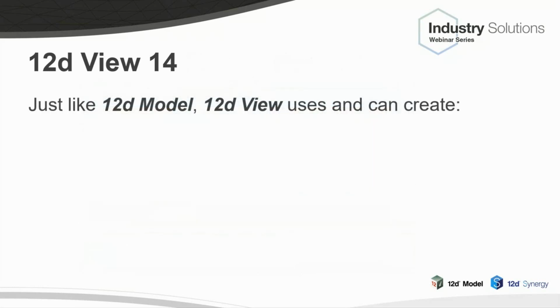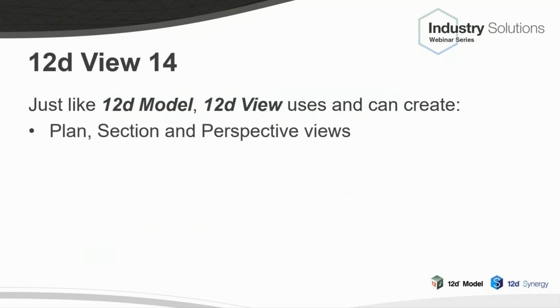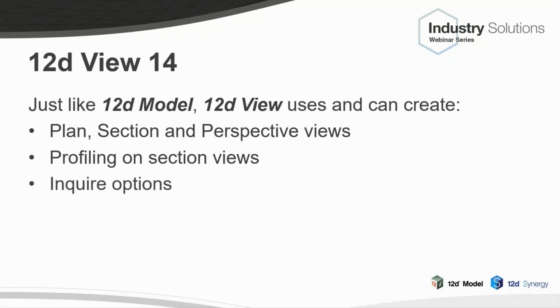Now, just like 12D model, 12D View has views. It has plan, section, perspective views with all the operations that you would expect in 12D model to be on them as well. Such as you can do profiling in section views. So you can pick strings and profile along them, dynamic profiles, all those sorts of things are available in 12D View. The inquire options. So all the inquiry options you've set up, the super inquire ones with all the different ways you can pick things and display it, they are all available in 12D View.